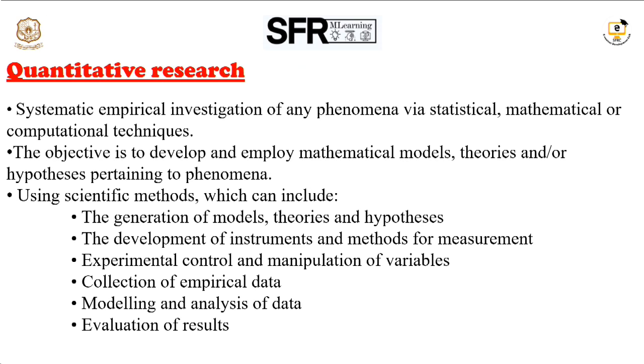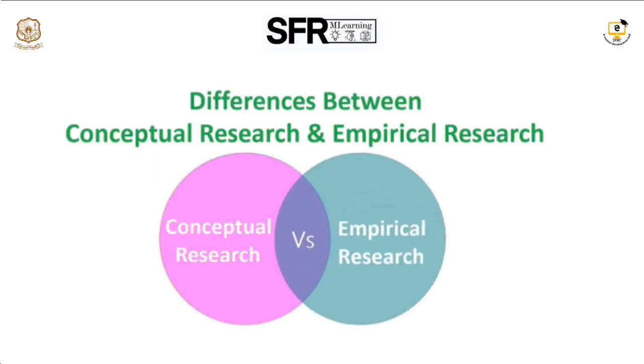Quantitative research refers to systematic empirical investigation of any phenomena via statistical, mathematical or computational techniques. The objective of quantitative research is to develop and employ mathematical models, theories or hypotheses pertaining to phenomena. Quantitative research generally makes use of scientific methods which can include generation of models, theories and hypotheses, development of instruments and methods for measurement, experimental control and manipulation of variables, collection of empirical data, modeling and analysis of data, and evaluation of results.